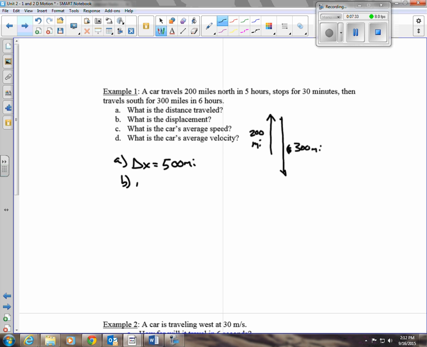For B, the displacement is the change in position. So it went 200 miles north, then turned around and went 300 miles south. This displacement is just going to be 100 miles south.